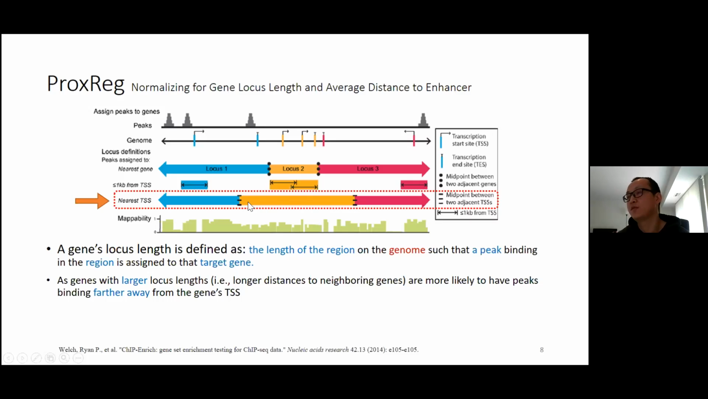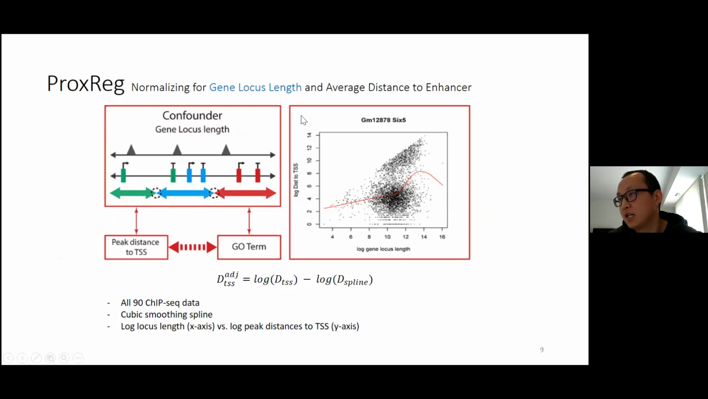And for measuring the distance between the peaks and the nearest TSS, we found that for genes with a longer locus length, the peaks will be farther away from the gene's TSS. That's why we need to do the normalization for the gene locus length. So we found that the gene locus length is a potential confounding variable to this problem. So how do we do the normalization?